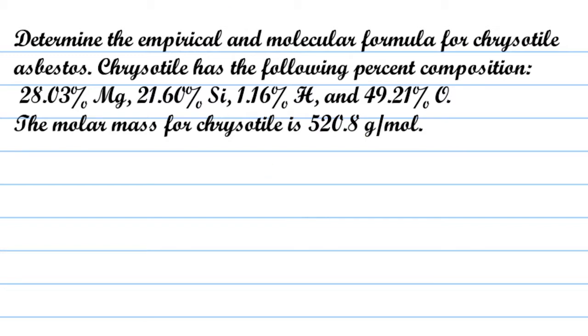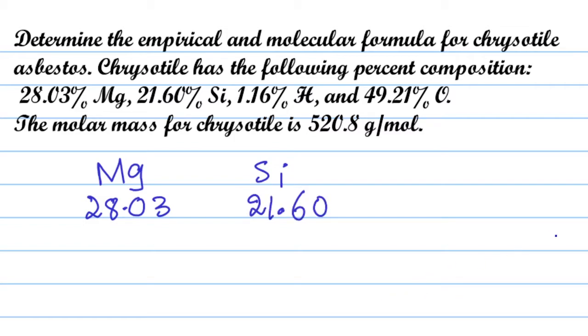In the first step, we will note down the names of the elements. Magnesium is given, that is 28.03. Then silicon, that is 21.60. Hydrogen is 1.166, and for oxygen it is 49.21.